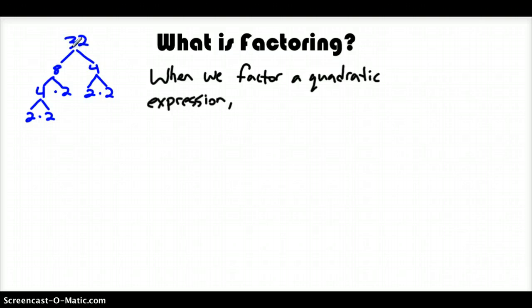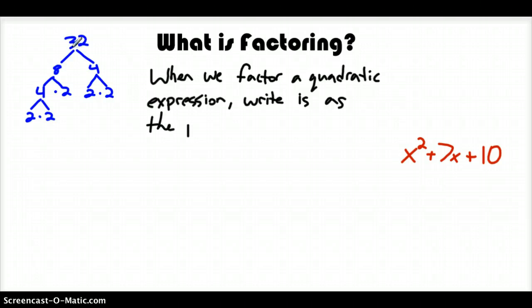okay, so again, a quadratic expression, for example, might be, I'll just write one in the corner here: x squared plus 7x plus 10. That's a trinomial. It's quadratic because it's raised to the second power. It has a degree of 2. So again, when we factor a quadratic expression, we write it as the product of 2 linear expressions.